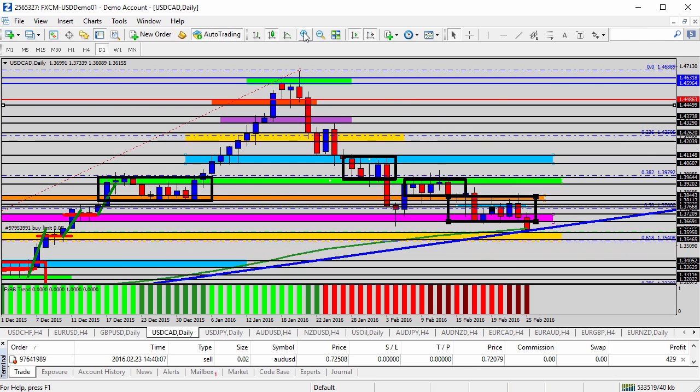Let's zoom in a couple of times here on the daily time frame, see if we can see some of this a little bit better. So there's the blue trend line. We know where it comes from. There's your 100 period simple moving average coming in at that same area right around the 1.3600 level. So 1.3600 will appear to be our support for the day today.